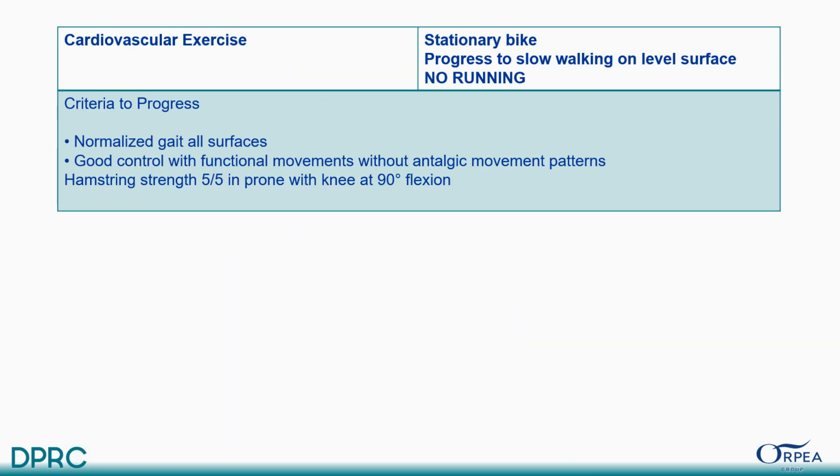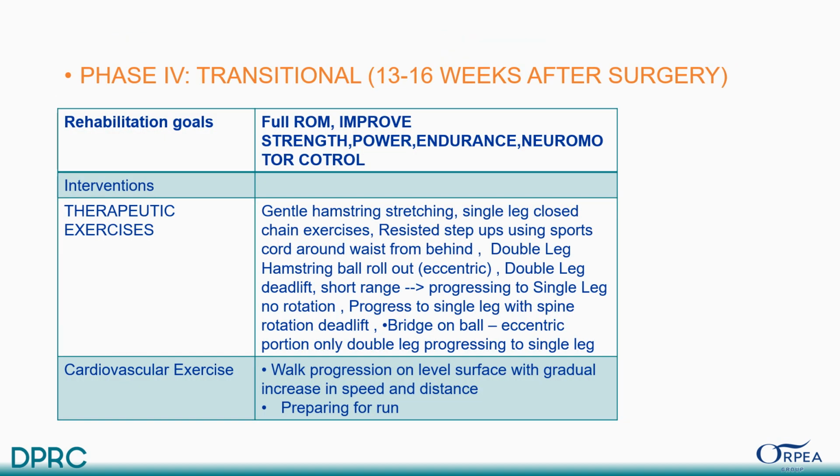Cardiovascular exercise: stationary bike, progress to slow walking and definitely no running. And the criteria required to progress: normalized gait, good control and functional movements without antalgic movements, hamstring stretch 5 by 5 in prone, and the knees in 90-degree flexion.